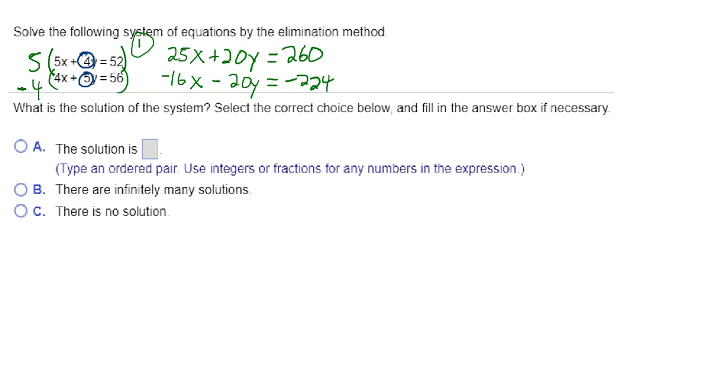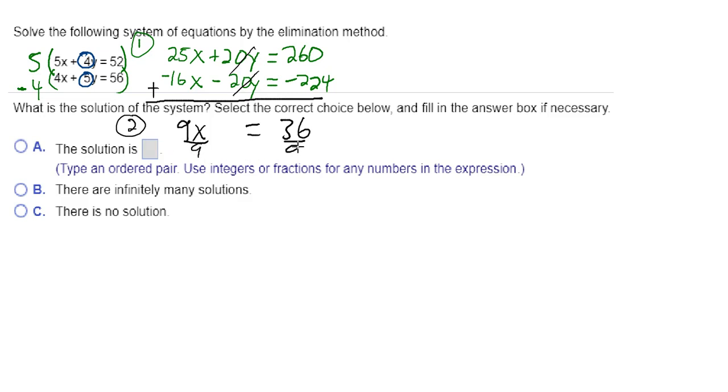And like I said, that's worst case scenario, having to change both equations to get a coefficient to match up. And so we get the y coefficients to match up here, and we get opposite sign. Step 2 is to go ahead and add these two equations together. So this is step 2 here. We'll have 25x minus 16x, which will be 9x. The y's cancel out. And on the right-hand side, we get 260 minus 224, which will be 36.